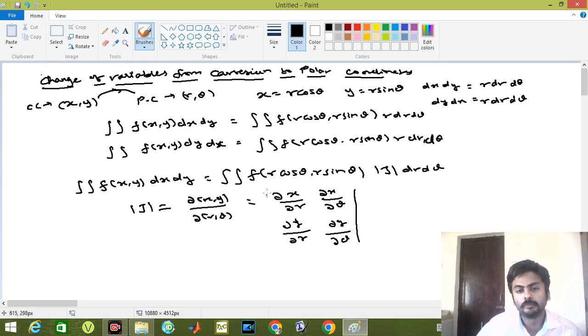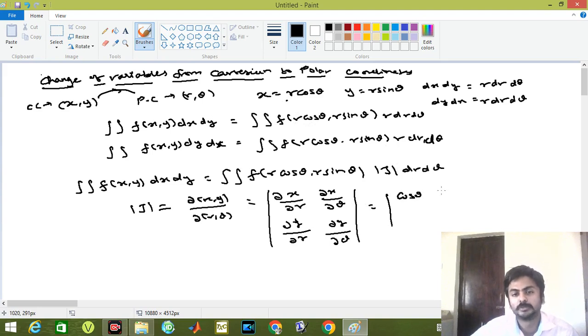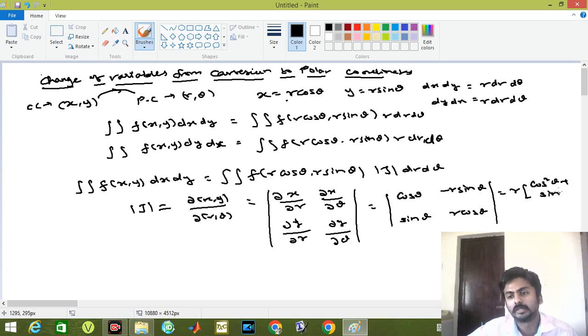If it is so, then you will get dou x by dou r. So x is equal to r cos theta. When it is differentiated with respect to r you will get only cos theta. With respect to theta you will get minus r sin theta. Then y with respect to r gives sin theta, and y with respect to theta gives r cos theta. So on taking the determinant you will get r into cos square theta plus sin square theta, that is equal to r.